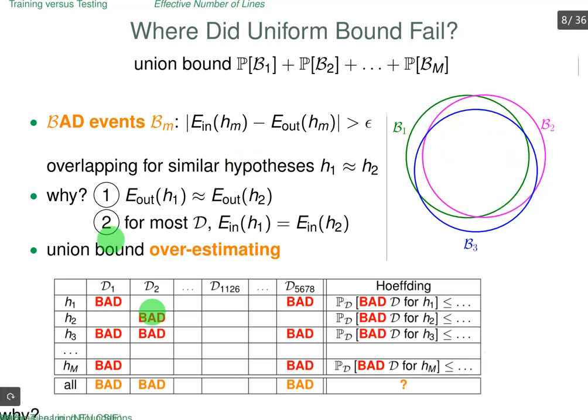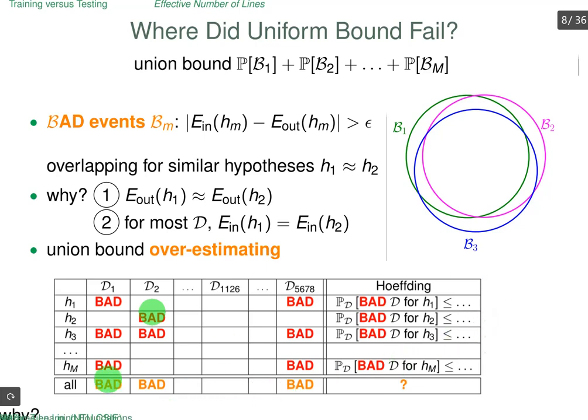Why? Because first, the out of sample error for given H1 and H2 will be similar. Second, for most of the data set, the in-sample error of H1 will be equal to the in-sample error of H2 and also H3. So we can simply say that the union bound is overestimating, right? So also here, most H1 will have similar bad events to H2 or H3. For instance, H1 and H3 are very similar in this simple table, Hm.